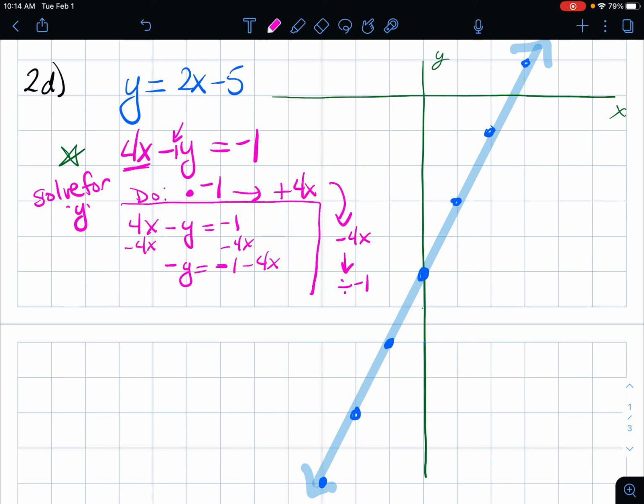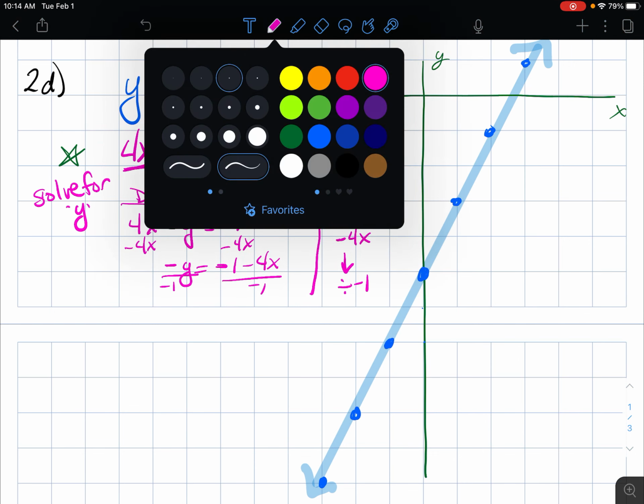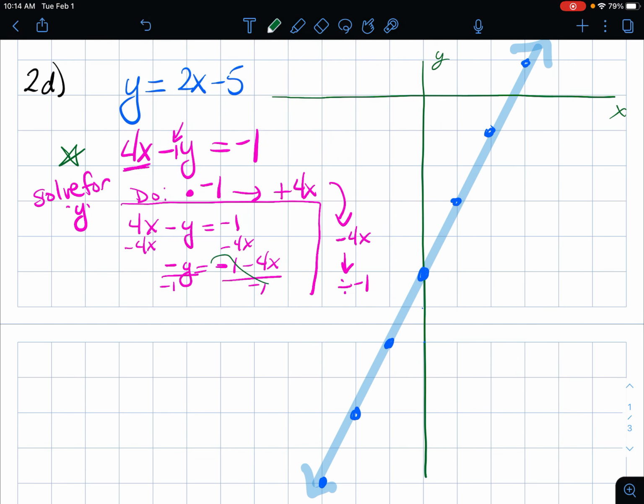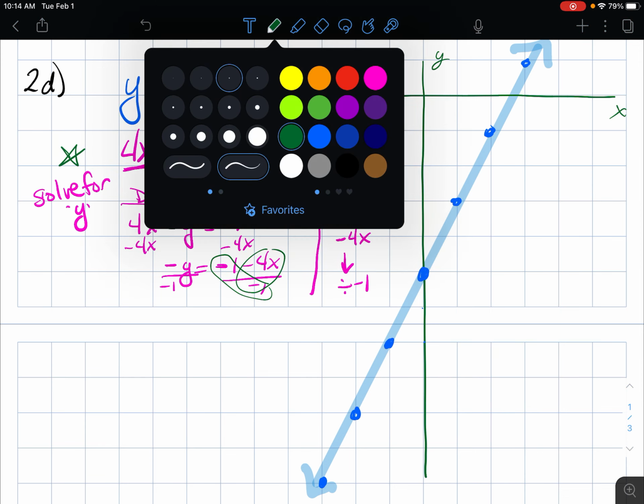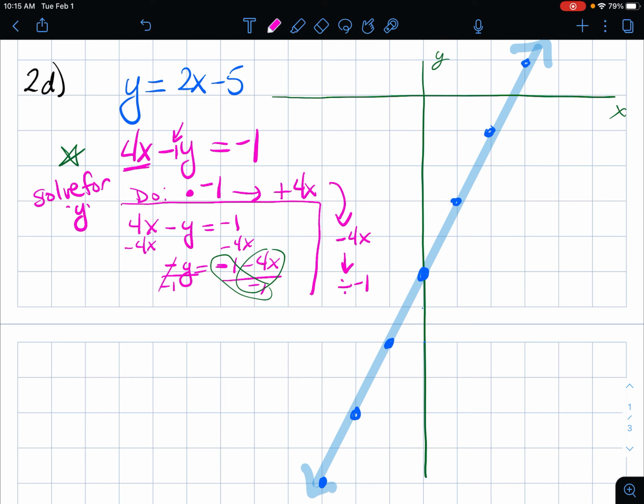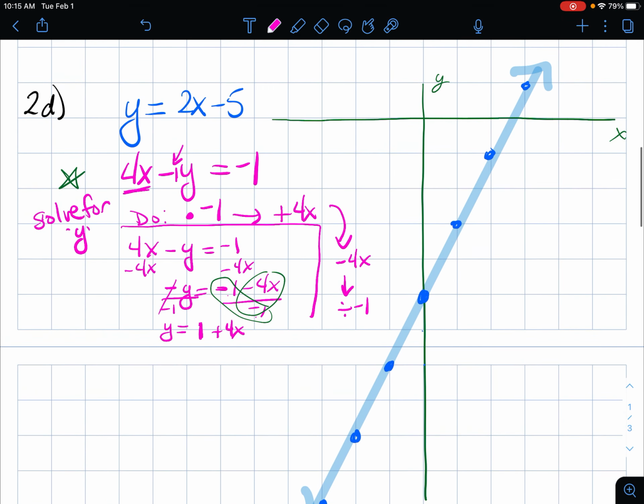We're not done yet. It's not y equals, it's the -y equals. So we want to divide by -1. Now here is where we have our math is love, and we split those fractions, so be careful. So this, whoosh, gone, y equals, this will be -1 over -1, which is 1. -4x divided by -1 is 4x. And now I'm ready to graph.